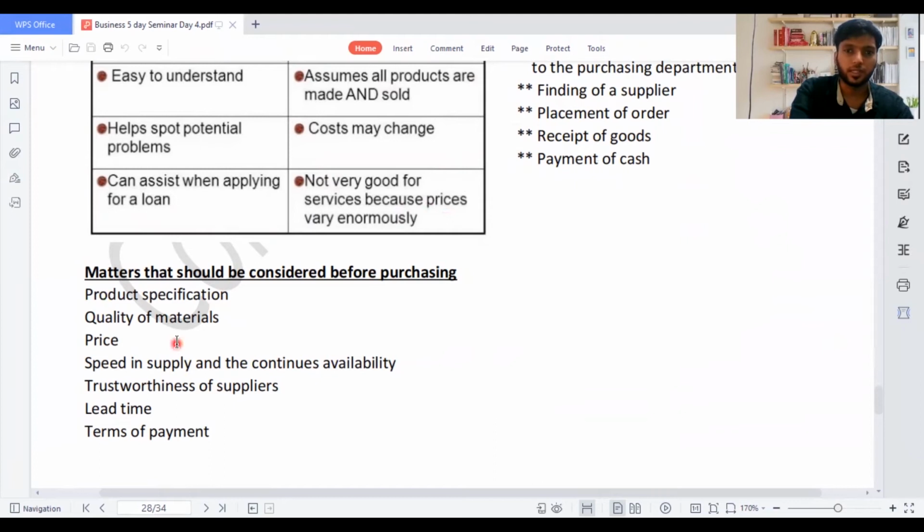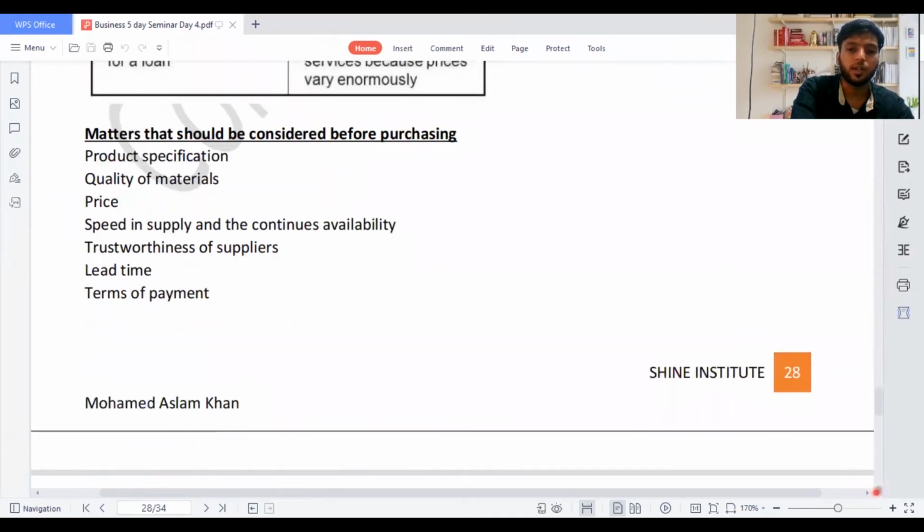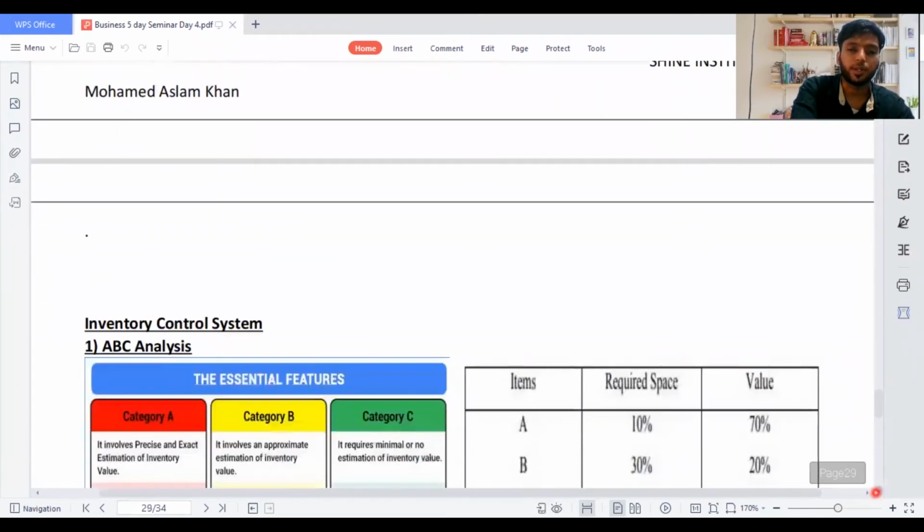What are the things you need to consider when you are purchasing? Product specification: what are the things actually there on the product? Quality of materials: super quality, bad quality, or low quality. Price, speed in supply, and continuous availability. Is it always available? How fast is it supplied? Trustworthiness of the suppliers: how much trust do you have in them? And lead time, which is the actual time period it takes for the products to reach you. And terms of payment: how much they are charging for the particular product.